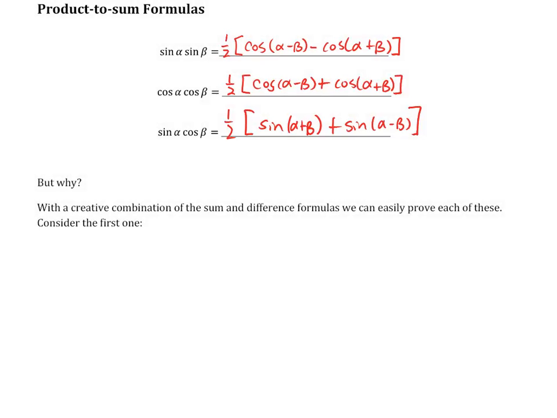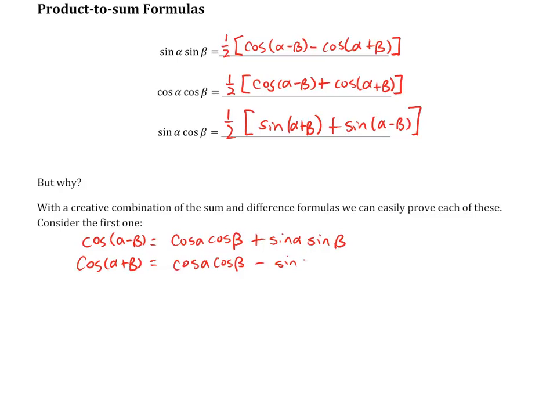To see where these formulas come from, you just take a look at a creative combination of the sum and the difference formulas that we learned in the previous lecture, and that basically falls right out. Consider cosine of alpha minus beta. We remember that this is cosine of alpha cosine of beta plus sine of alpha sine of beta. Similarly, cosine of alpha plus beta is cosine of alpha cosine of beta minus sine alpha sine beta.